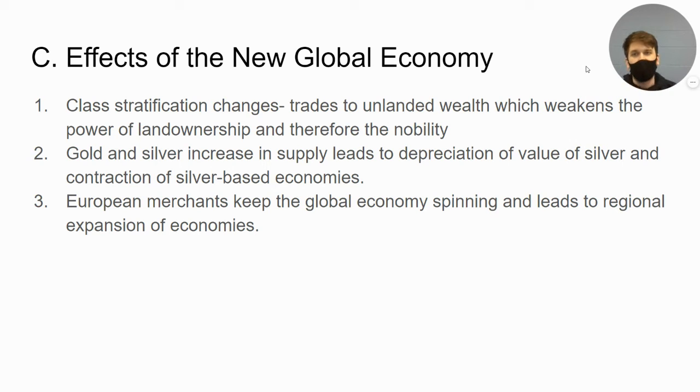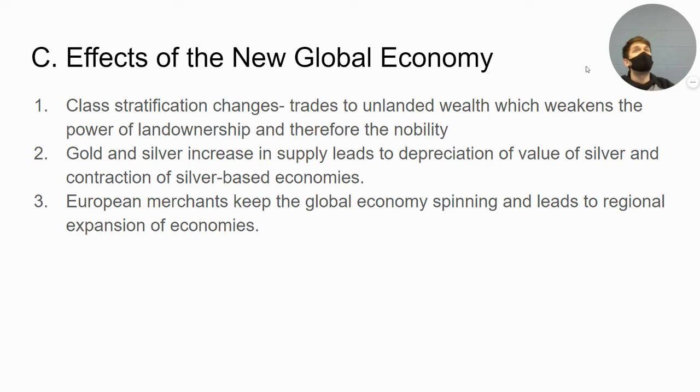Other effects of this new global economy would be that class stratification changes. Something I implied in our 4.7 lecture would be that this change in the relationship Europeans have with trade leads to an increase in unlanded wealth, which means that people can get wealthy now without owning land, which historically had been the way that you get wealthy, because trade can get you money, but you don't need to own land to trade things. You just buy things from people who own land and then sell those things for more money and you make profit. And that means that owning land was no longer the most influential thing, which means that nobility, which were in Europe the historic land owners, no longer have as much political influence.